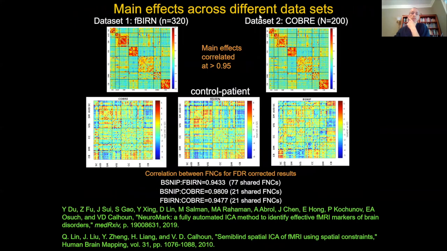Just an example of what you see. We get highly consistent patterns of functional network connectivity in independent data sets. More interestingly, when we look at the more subtle control patient differences, we also find highly consistent differences. You can see, for example, these anti-correlations in this cerebellum sensory-motor block are consistent in all three independent data sets. The most significant deviations are correlated up to around 0.9, 0.95.